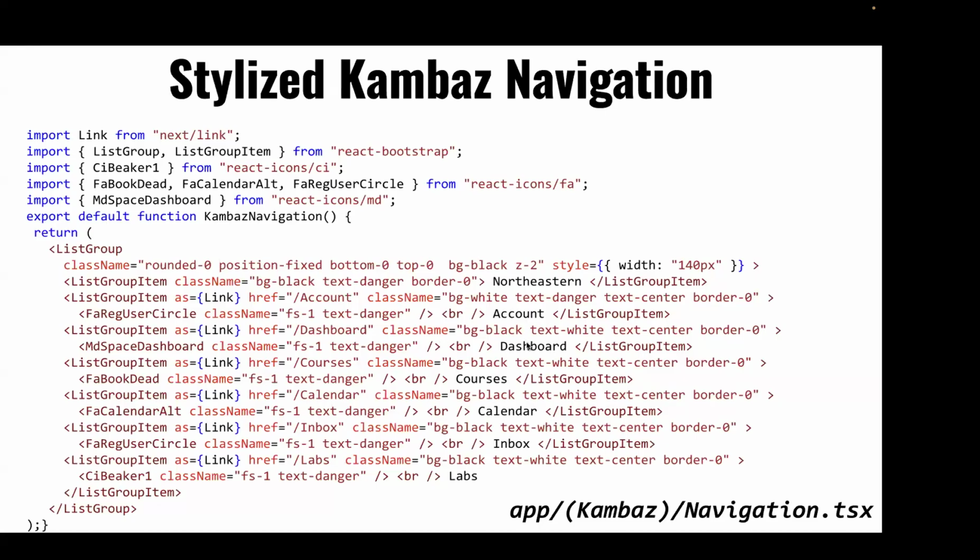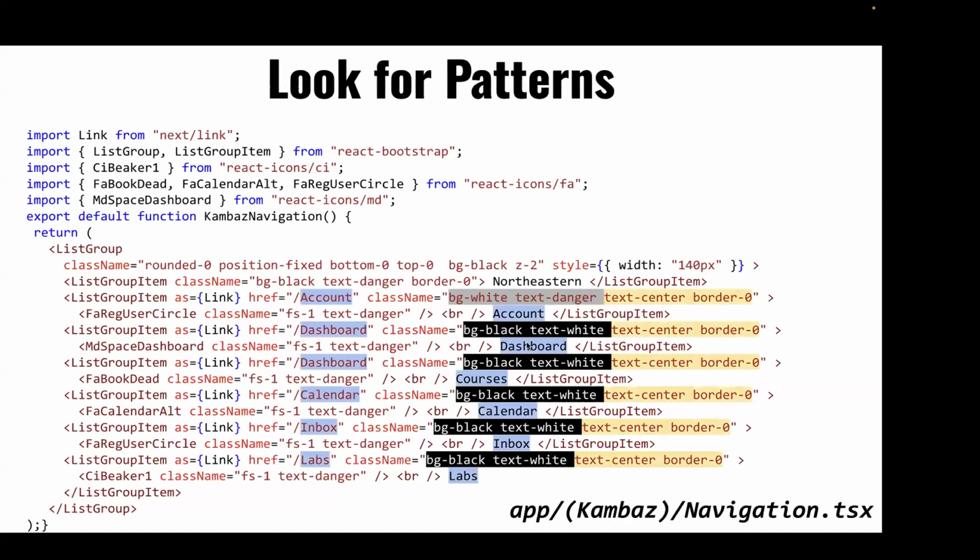So we can apply the same strategy as before, where we're looking for patterns. What are the things that are changing over time? Definitely the href that allows us to navigate to different places, the account, dashboard. Here, the courses and the dashboard navigate to the same thing, dashboard. We have calendar, inbox, labs, and so on. Then we have the labels that are displayed for the users to know where we are, what it is that you're clicking on: account, dashboard, courses, calendar, and whatnot.